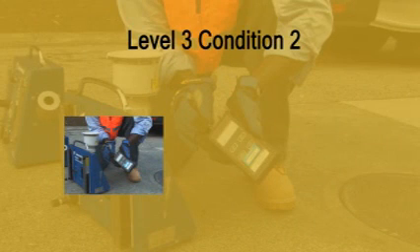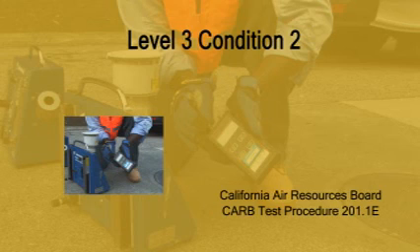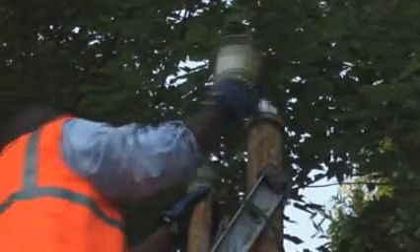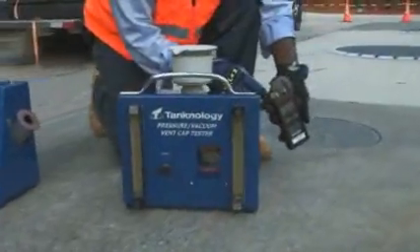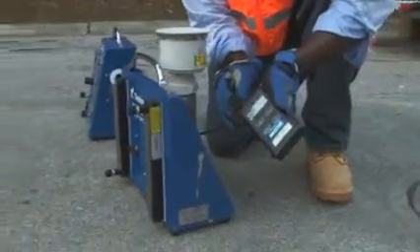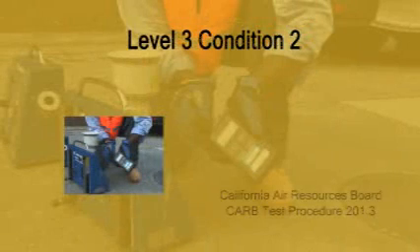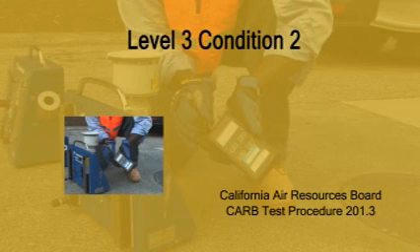For Level 3 Condition 2, you are required to perform the following 2 performance tests. The first is the California Air Resources Board, or CARB Test Procedure 201.1E, and is required for every state, even if you aren't located in California. This test is used to determine the leak rate and cracking pressure of the pressure vacuum vent valves installed on the gasoline storage tank vent pipes. The second test is CARB Test Procedure 201.3, which is a static pressure test of the vapor balance system.